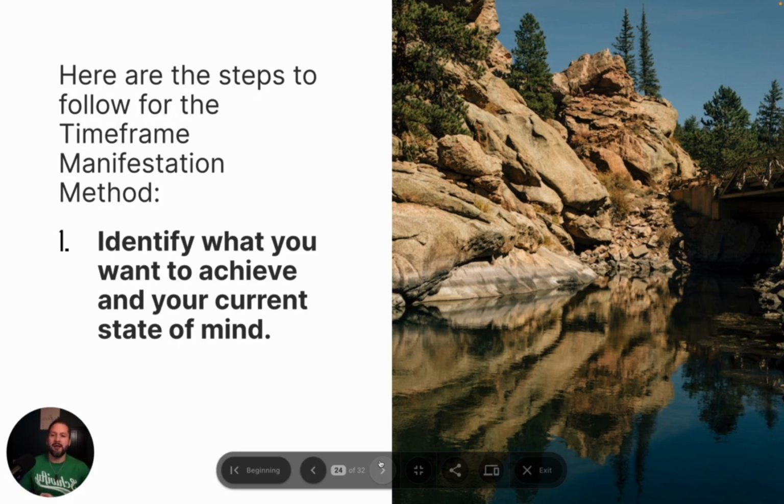Number 1, identify what you want to achieve and your current state of mind. We talked about this in the last part of this teaching. We have to know what we want. We always have to choose something to pray for, to manifest, to go for. You can't accomplish anything without deciding what you actually want. If we wait and see, we're going to wait and see the same thing we are already creating.